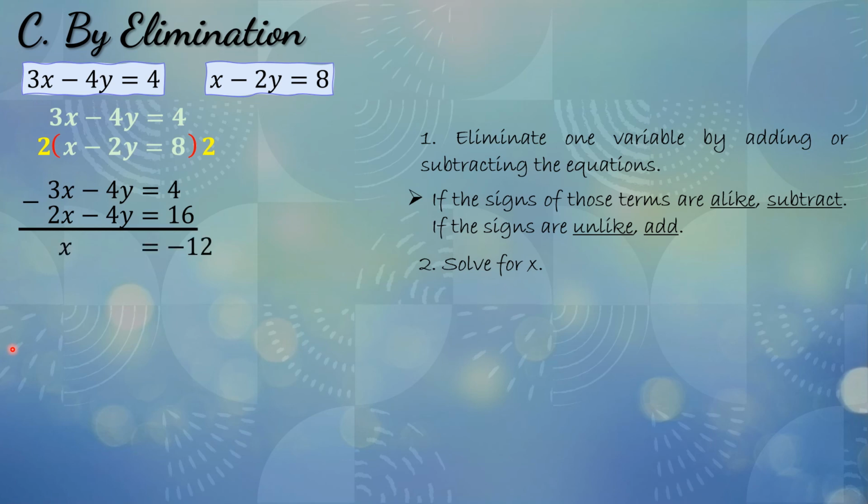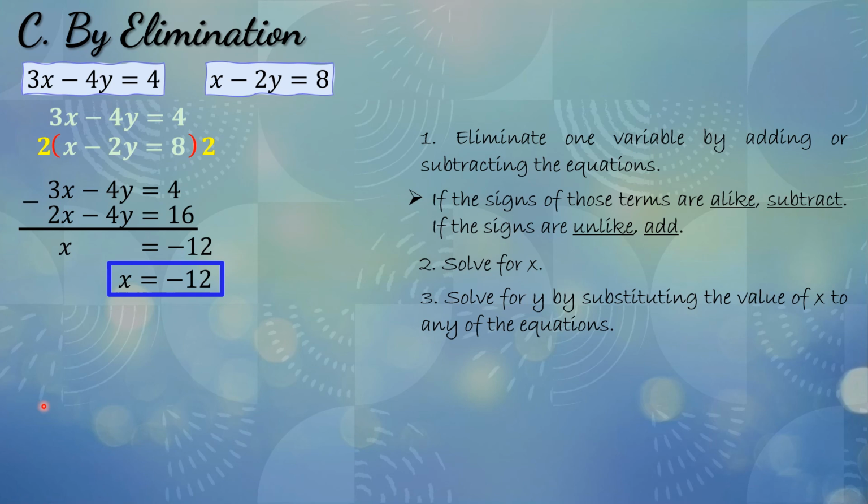Ayan. So 3x minus 2x is x. Negative 4y minus negative 4y is 0 or simply eliminate. And then 4 minus 16 will be negative 12. Walang katabi na numerical coefficient ang x. Therefore, the value of x is negative 12.